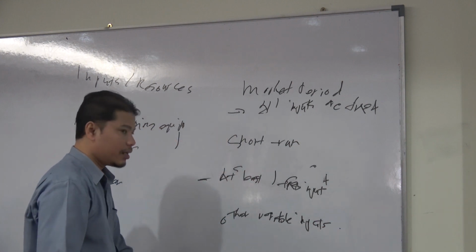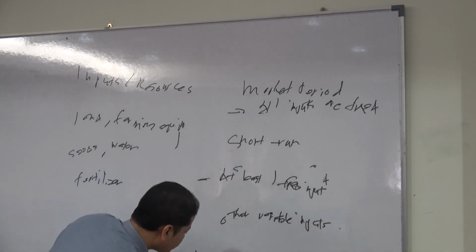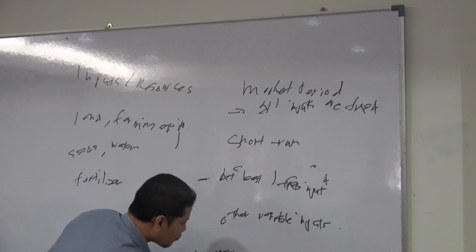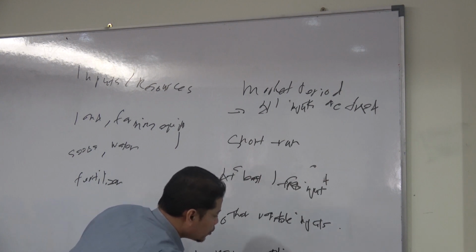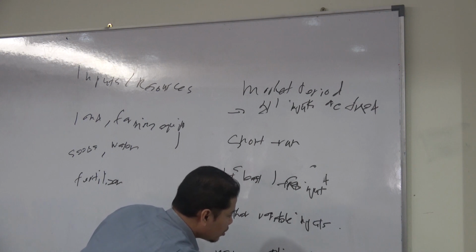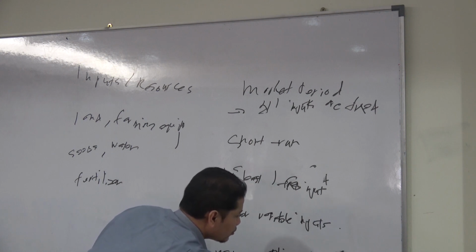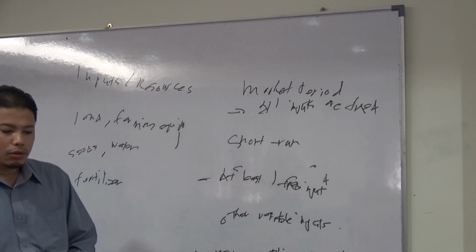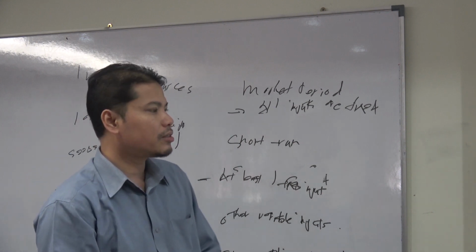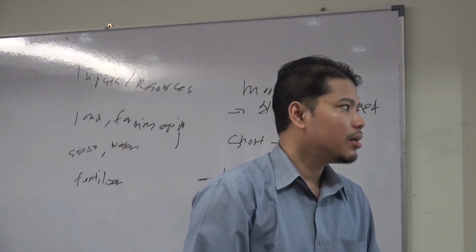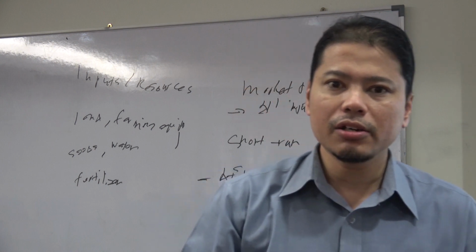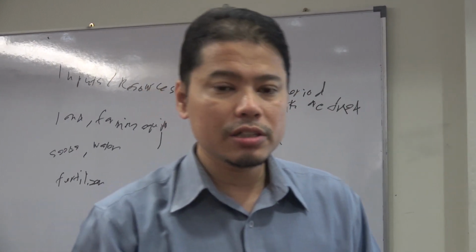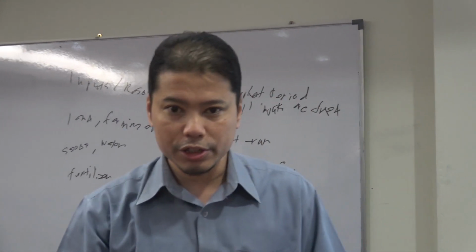Okay. In the long run, all inputs are variable. Okay. So we are able to differentiate these three time horizons by looking at the ability of the producer to make changes to the inputs that they use in the production.